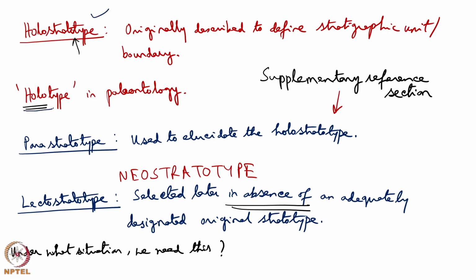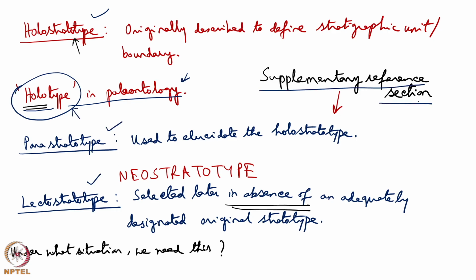Note that the term holotype is there in paleontology. It is a typical fossil, and you can find the detail in a paleontological book. This typical fossil is used to define species. The parastratotype and lectostratotype are examples of supplementary reference sections. One reference section is there for standard comparison, but there are supporting or supplementary reference sections.